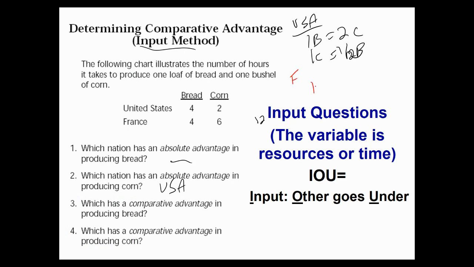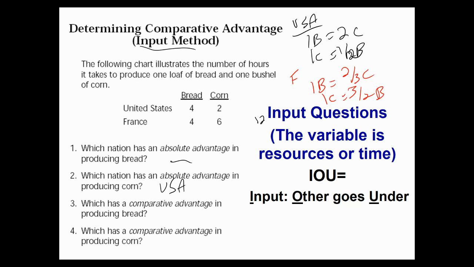For France, to make one bread, for one bread, the other over under, so that would be 4/6. So that would be 2/3 of a corn. And to make one corn, we could do the reciprocal here, or we could just say for one corn, the other over under. So 6/4 is 3/2 bread.